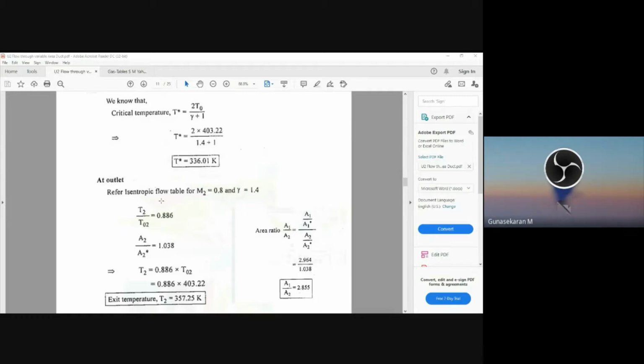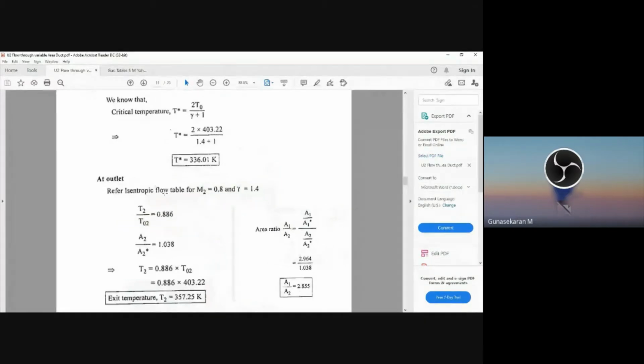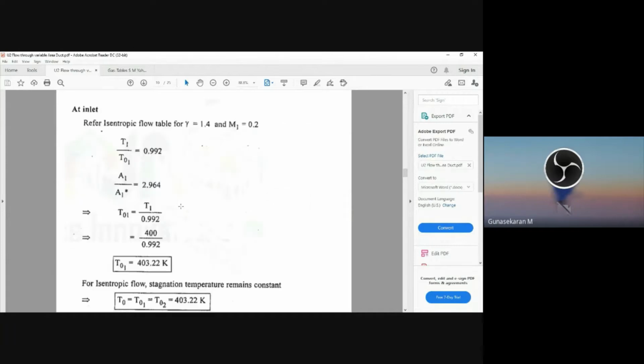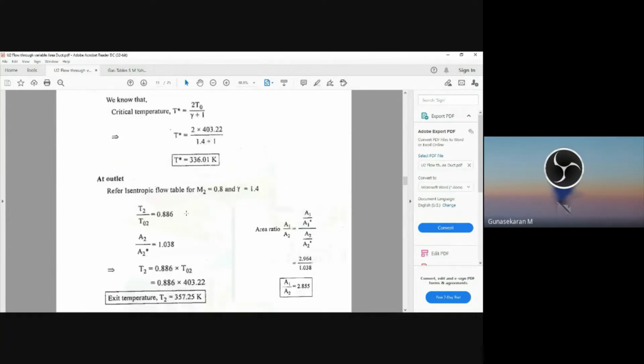Then at the outlet, what is happening? That is what we have to see. We have just got an inlet value, then we need to find out the outlet value. So we got two things: one is the stagnation temperature, and also the critical temperature. The two values we already got. Now let's go to the next one.